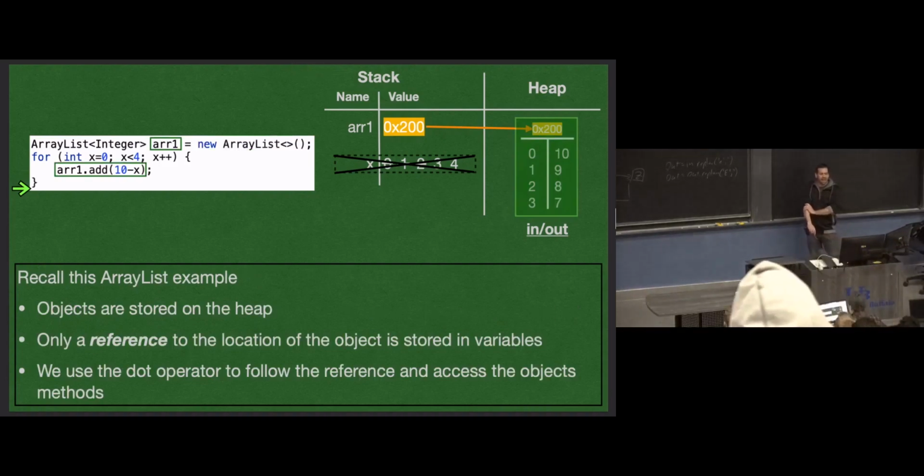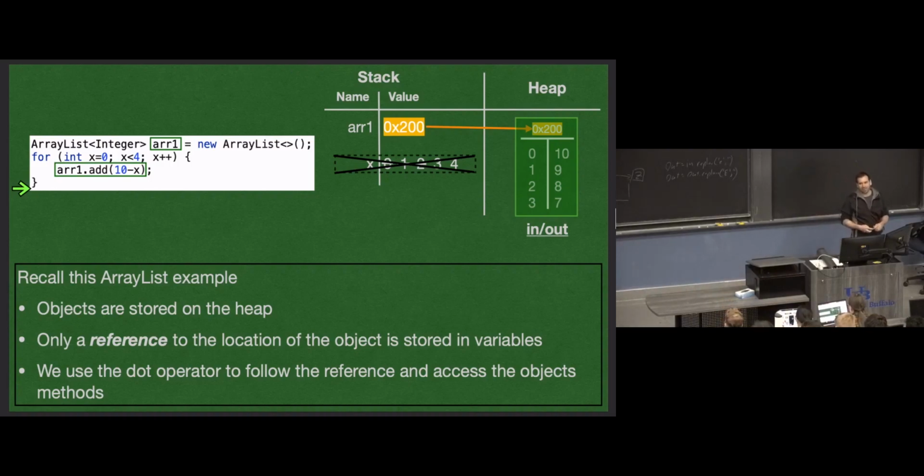And then we use this dot operator. Array1 only stores a reference, and most of the time we don't care about the reference. We don't really care what 0x200 is. On our memory diagrams, we just make up numbers for the references. We don't care what the reference is. In 220, you will care to an extent what the references are. In 116, we don't care at all.